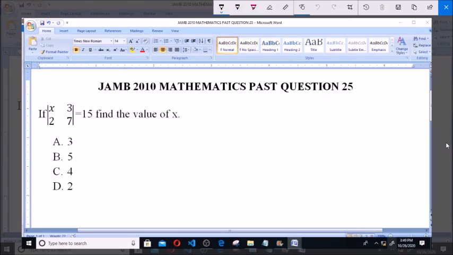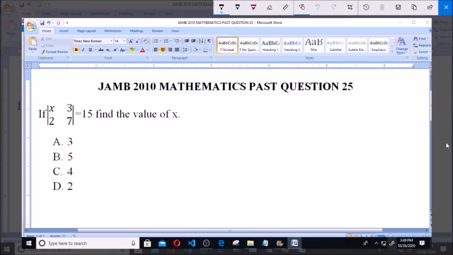I will be answering JAMB 2010 Mathematics Past Question 25. If the determinant of a 2 by 2 matrix, which we have x, 3, 2, 7, is equal to 15, find the value of x in this matrix. A. 3, B. 5, C. 4 and D. 2.